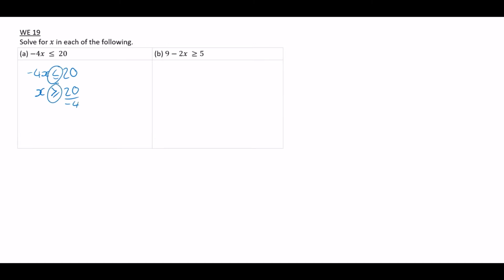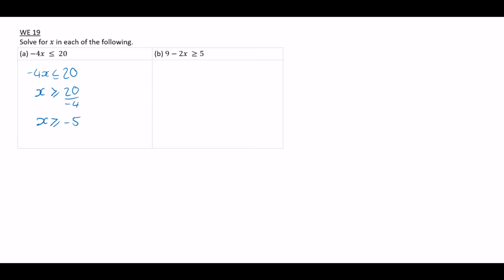This has changed from here to here because I've divided both sides by a negative number. If I multiply or divide both sides by any negative number, the inequality flips. That's literally the only difference between doing these and doing normal equation solving. Alright, x is greater than or equal to 20 divided by -4, which is -5. So that means any value of x greater than or equal to -5 will be a solution for this inequality.